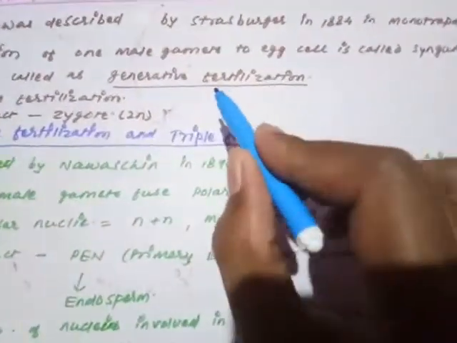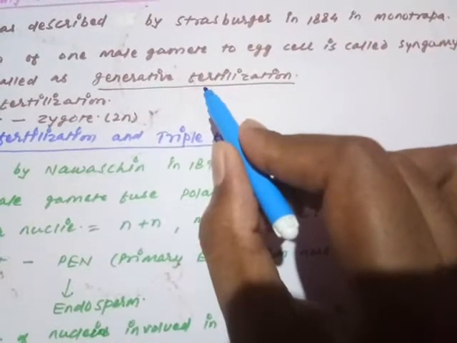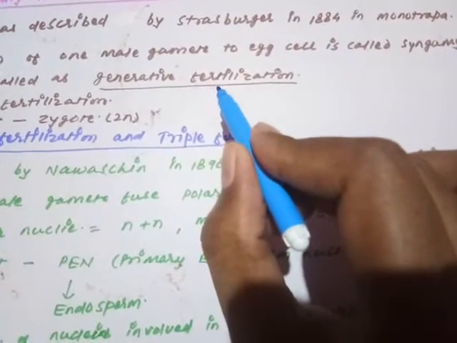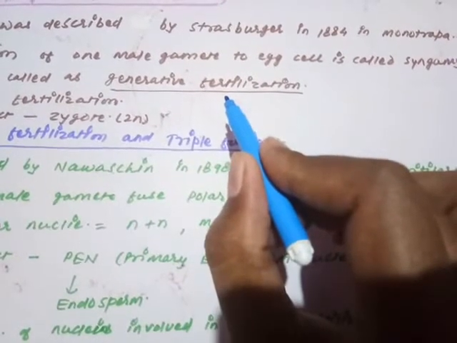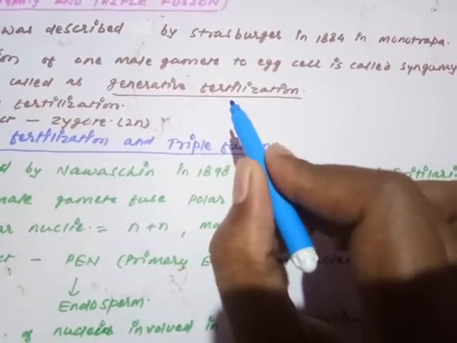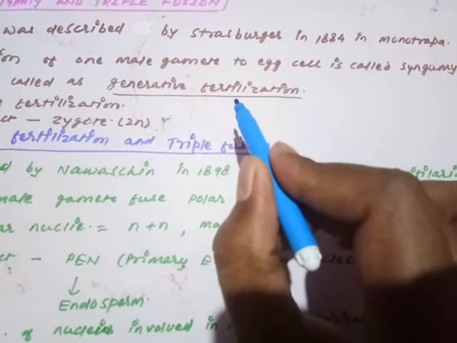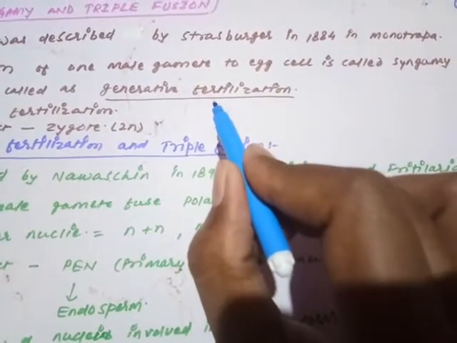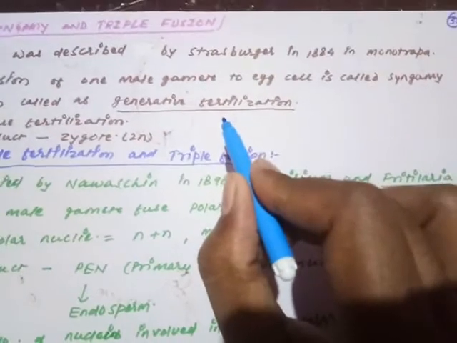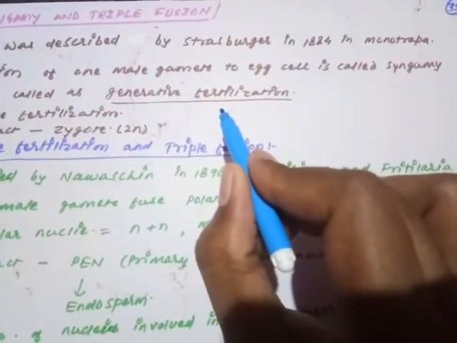And one important term I have just written, that is generative fertilization. Why is this called generative fertilization? Because the male gametes are produced from the division of the generative nucleus and those gametes are being fused. So that is the generative fertilization. Fertilization is completed by the cells produced from the generative nucleus.